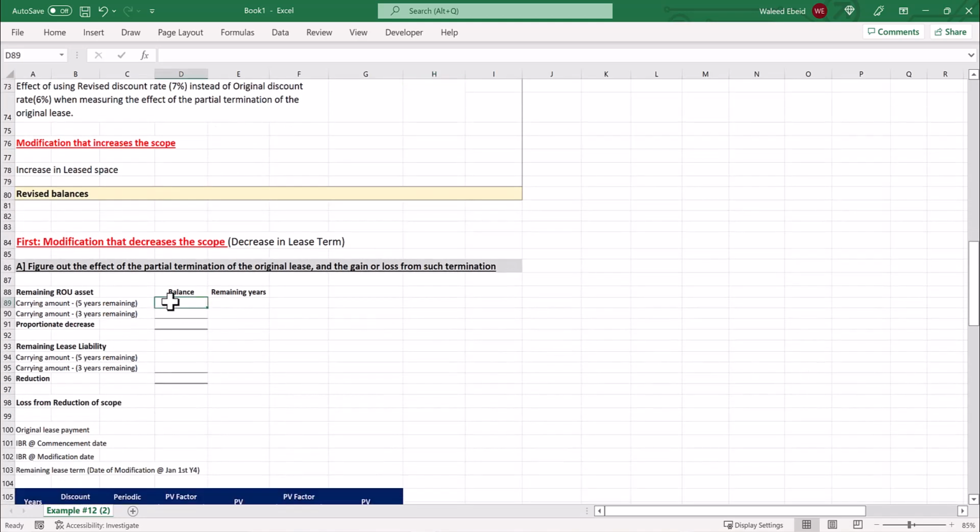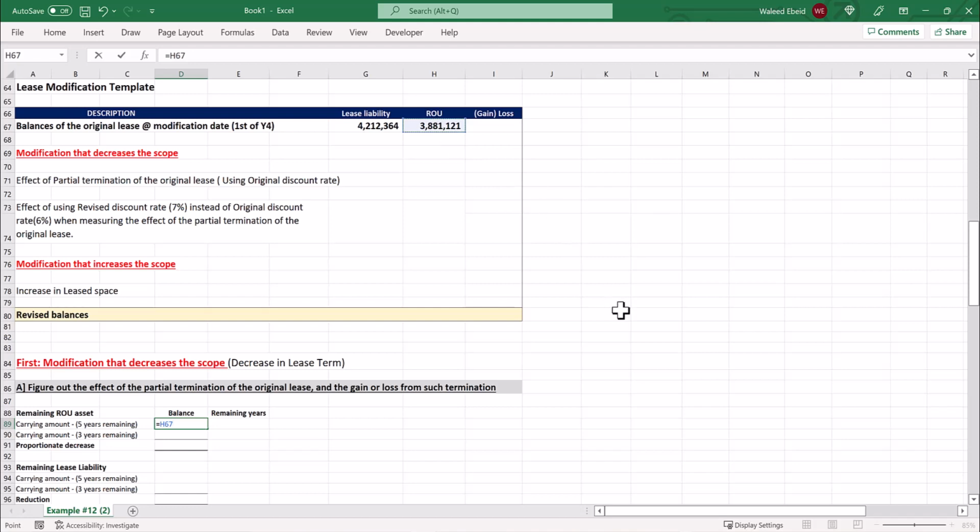Get the carrying amount of the right-of-use asset just before the modification, at the end of year 3, from here. The remaining years in the original lease term were 5 years from year 4 to year 8. And after the modification, they became 3 years from year 4 to year 6. So, the proportionate balance of the right-of-use asset just after the modification is 2,328,673. And here is the difference, which is the reduction in the right-of-use asset, that reflects the partial termination of the original lease.